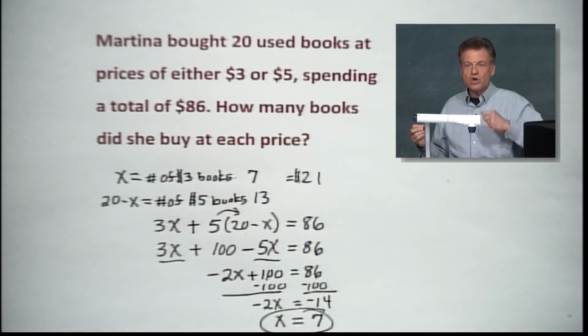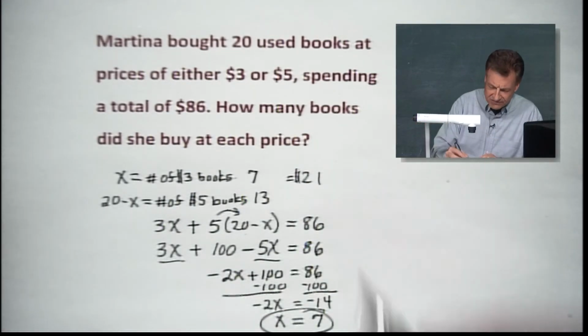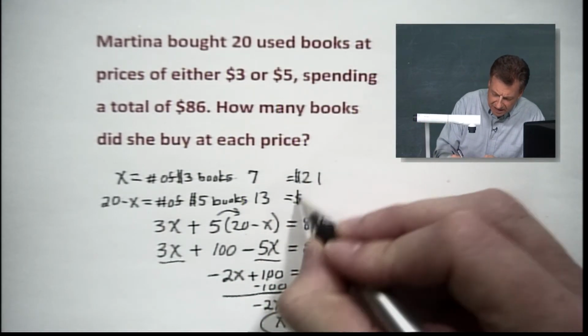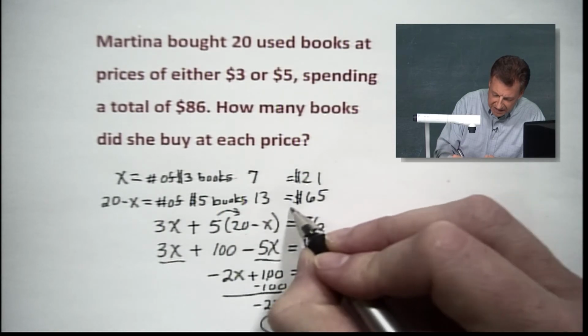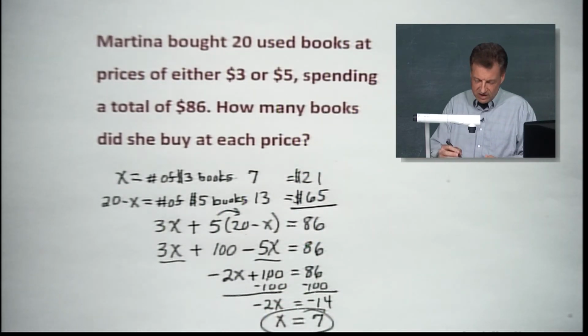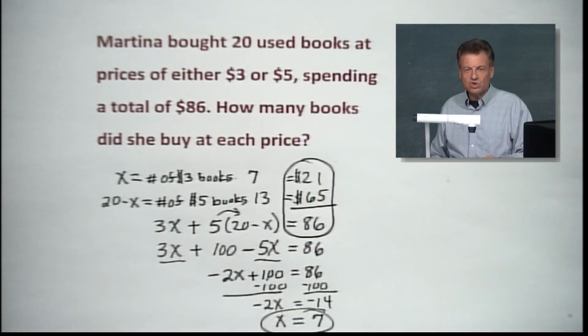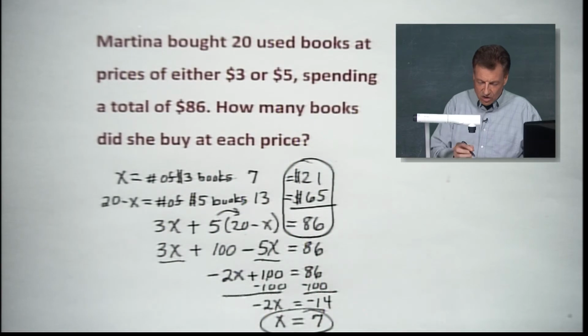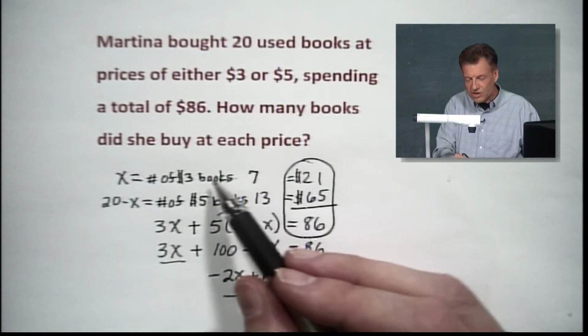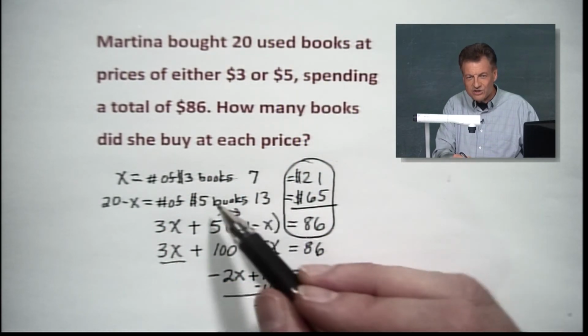Now, multiply your 13 times 5. Can you do that mentally? I'm going to try. 65 is what I'm getting. And you know what? I like this. What a perfect moment right there. These check back together: 21 plus 65 gives you 86. So let's go with 7 at $3 and 13 at $5.